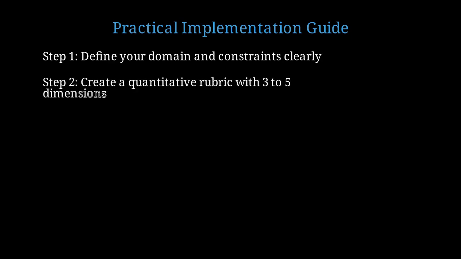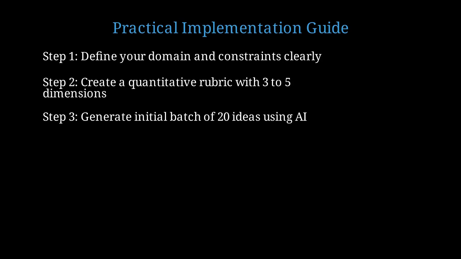Step 2. Create your scoring rubric. Choose 3 to 5 dimensions relevant to your domain. Define each dimension operationally with examples of what constitutes a 0, 5, and 10 score. Step 3. Use a large language model like GPT-4 or Claude to generate your initial batch of 20 ideas. Use a well-structured prompt that includes your domain, constraints, and explicitly asks for 20 diverse ideas.